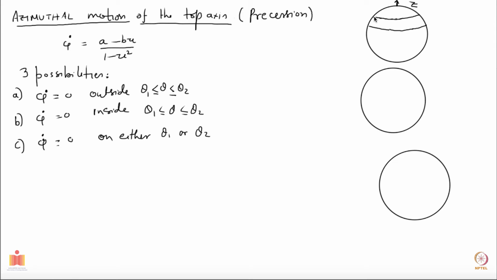Now let's say my theta, which gives phi dot to be 0, is outside this interval. Let's say that theta corresponds to something here, theta 1, theta 2. Now imagine that your top axis is piercing this thing somewhere, and it will be, of course, within this band of theta 1 and theta 2. Now let's look at possibility 1.